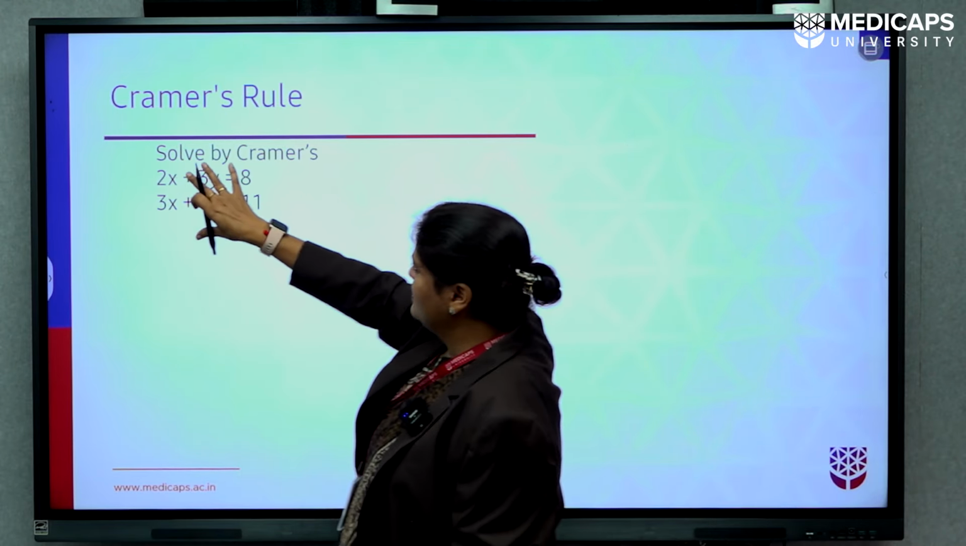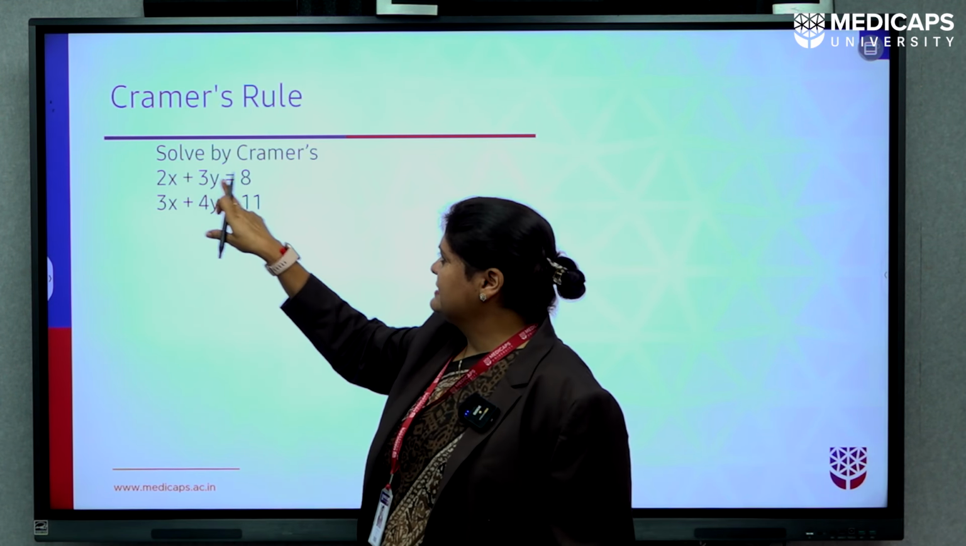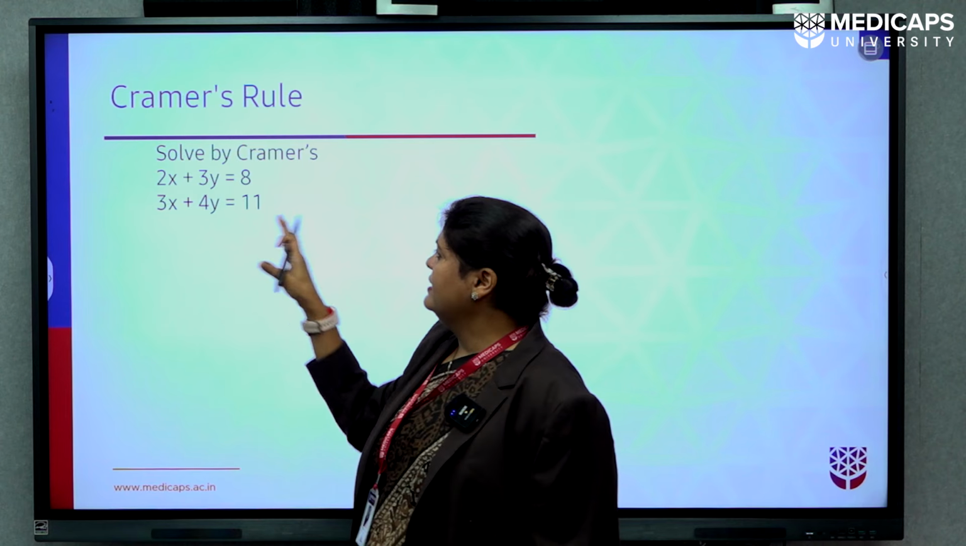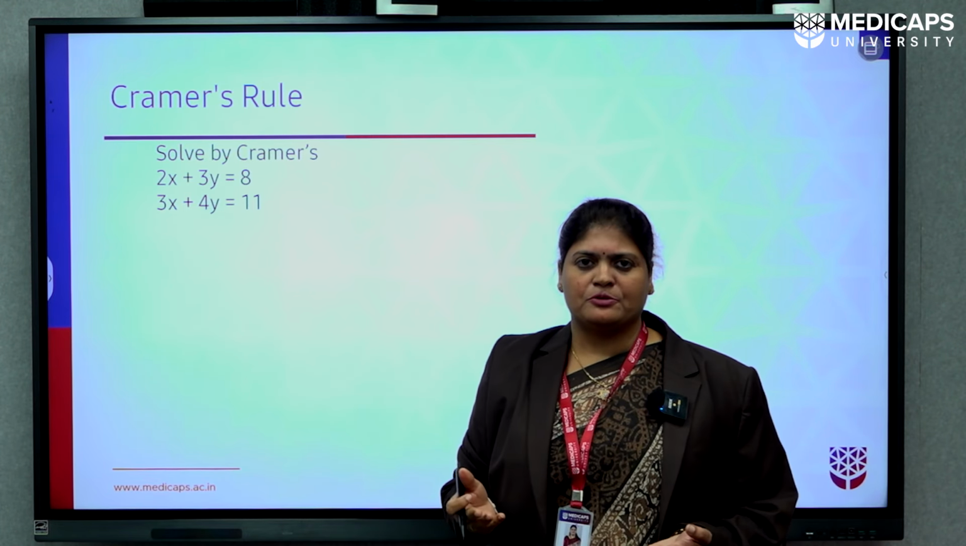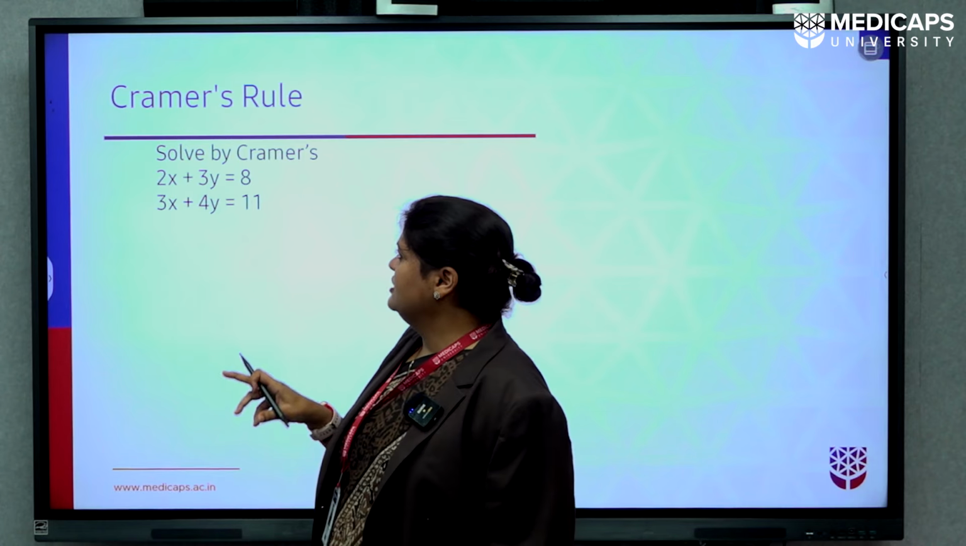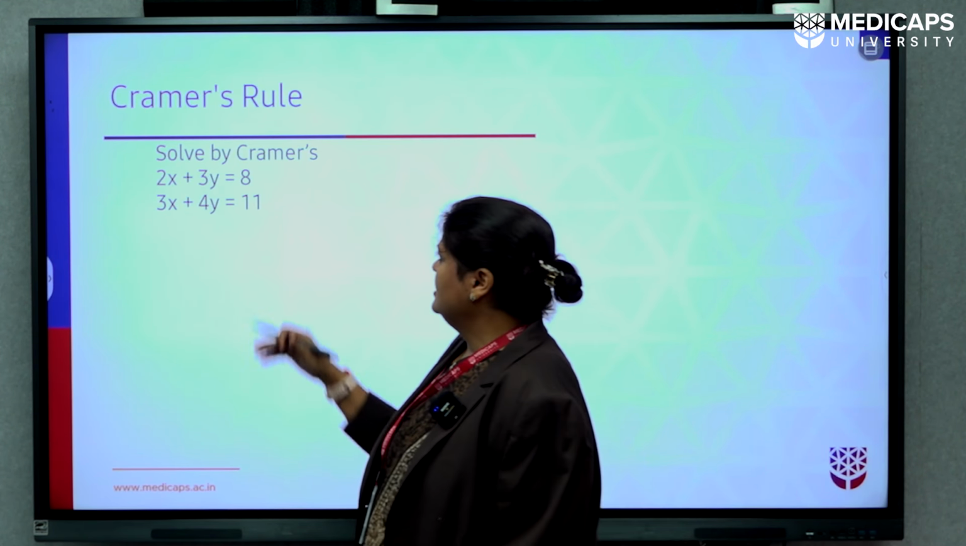We are taking first the example on two variables, x and y, solved by Cramer's rule. Whenever you have to find the solution of an equation, it means you want the value of the variables. So x and y are the variables. Solution means we have to find the value of x and y. So let us solve this system.